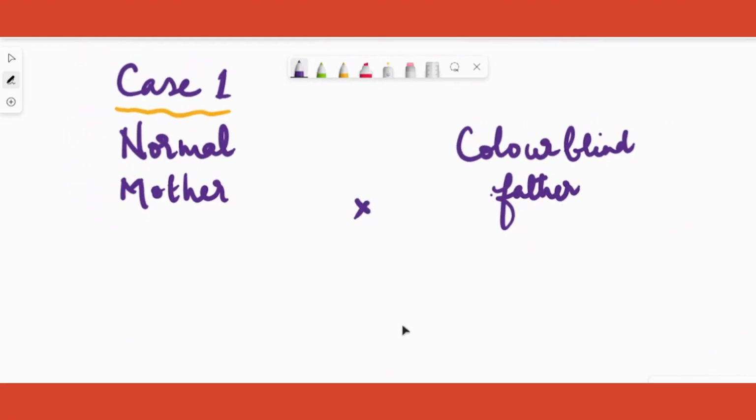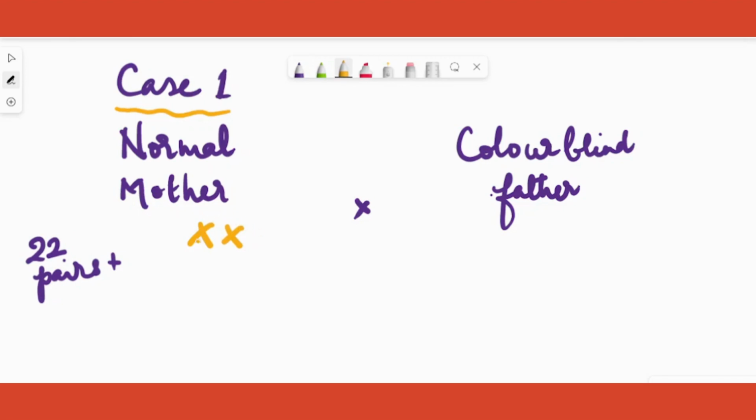Alright, so the first case scenario given is a normal lady marries a colorblind man. What will be the inheritance pattern? Let's understand that. So when we say normal lady, what will be the genetic composition? She will have 22 pairs of autosomes, plus what is present? An X and an X is present.